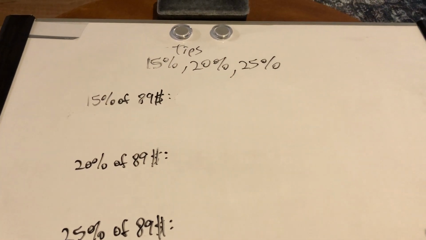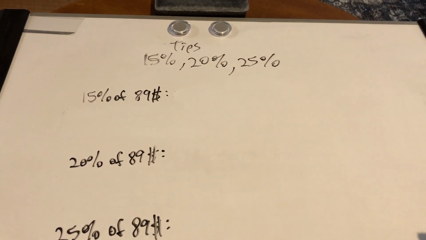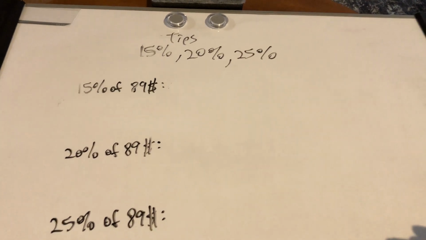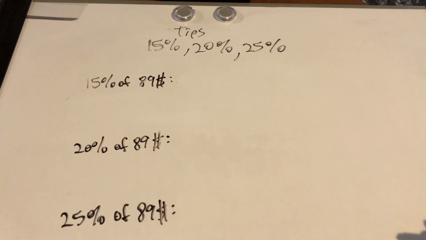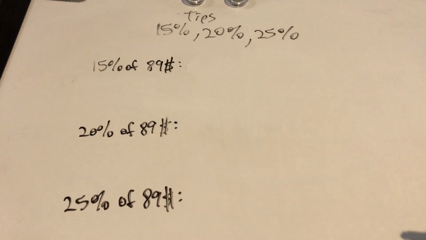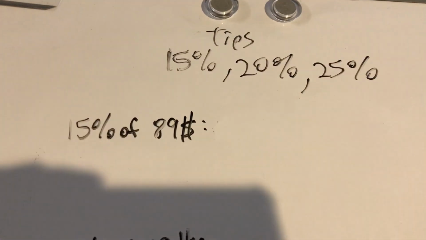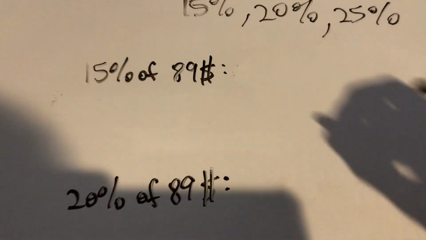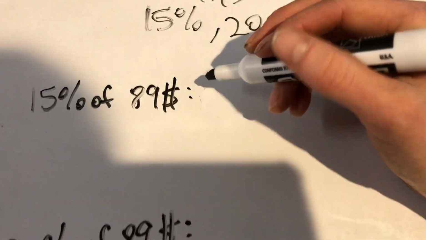Hey folks, today I'm going to teach you guys how to mentally calculate tips of 15, 20, and 25% when it comes to going to a restaurant. So let's say you go to a restaurant and you have to pay cash for $89 and you want to tip 15%. Well, if you're wondering how can I possibly do this in my head? Well, here are multiple possibilities.